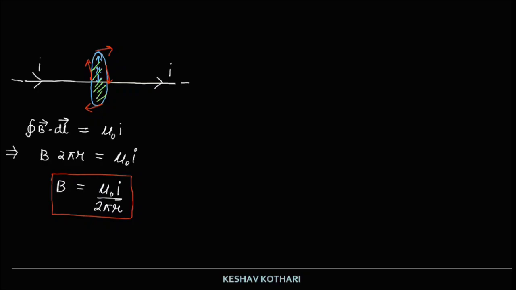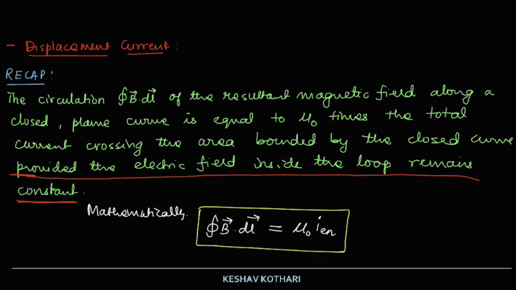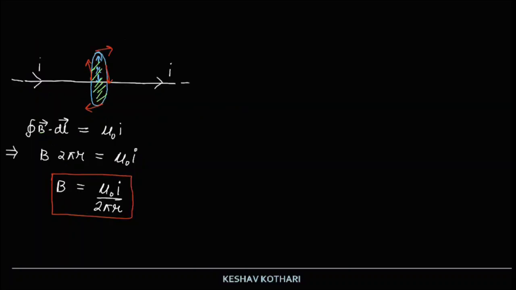So again, if I come back to this statement, the circulation B dot dl of the resultant magnetic field along a closed plane curve, so we selected a closed plane curve of radius r, is equal to mu naught times the total current crossing the area bounded by the closed curve. So the area that was bounded by the closed curve was equal to pi r square, and the current that was passing through it was equal to I. So we have done the calculation, and the value that we obtained over here is mu naught I upon 2 pi r.